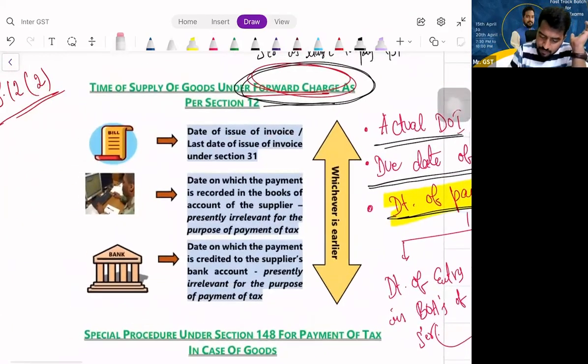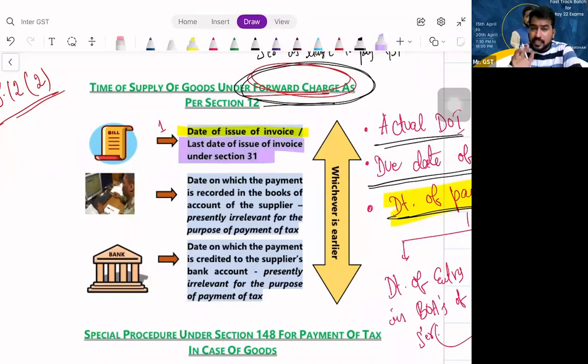3 things you have to see. What are the 3 things, my dear friends? Number 1, date of issuance of invoice or last date of issuance of invoice. If you observe this point properly, there are 2 things in this. Date of issuance of invoice. And what is another one? Last date of issuance of invoice under section 31.